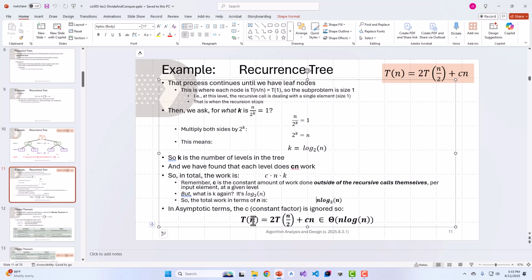So we would say that our T of n for this particular algorithm, whatever it may be, which is represented by the time complexity function 2T of n over 2 plus cn, we know that that's an element of n log n. So it's big O, it's big theta, also our n log n. Okay?